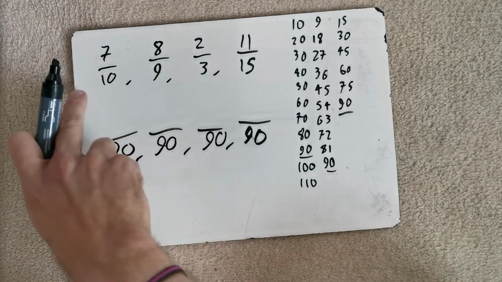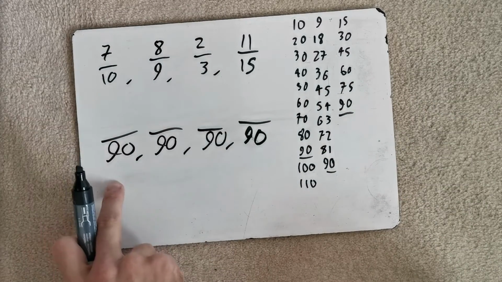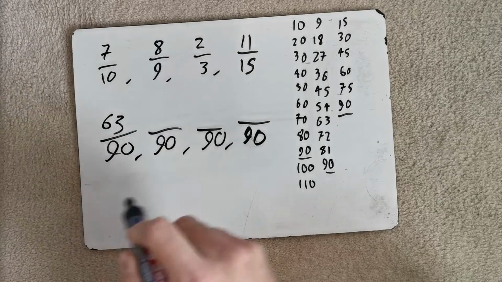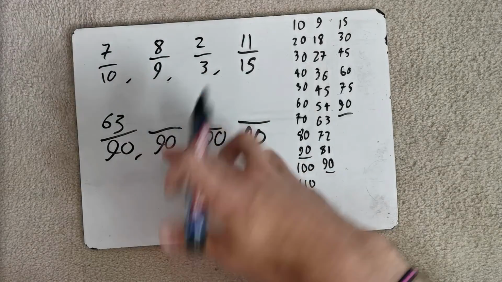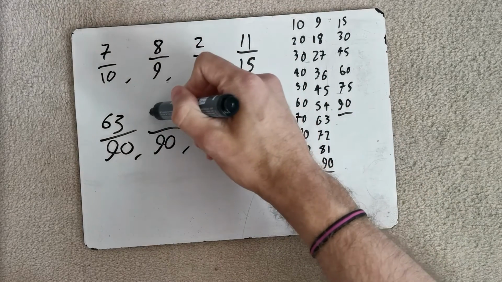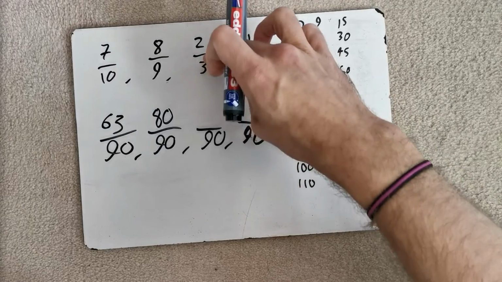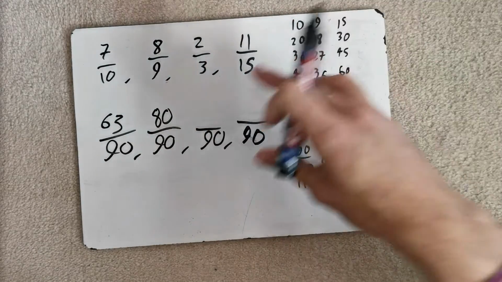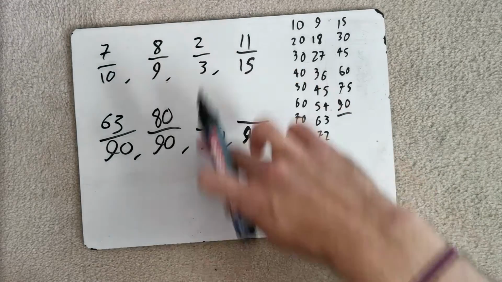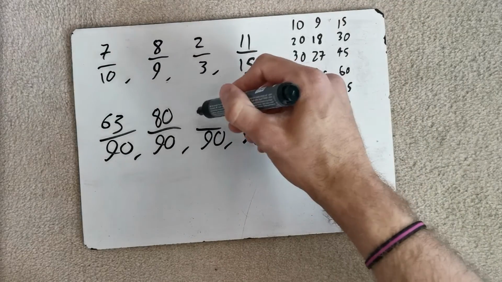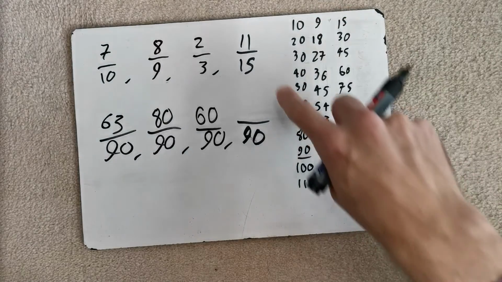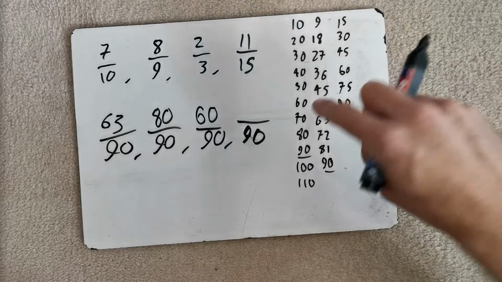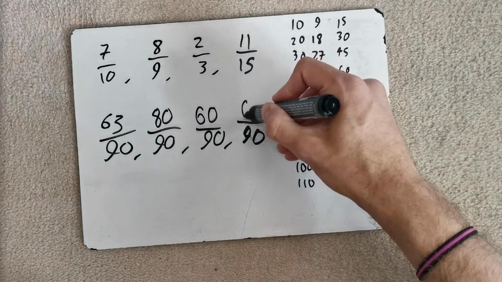Okay. 10 into 90, how do we get from 10 to 90? We times by 9. So let's times the top by 9 as well to get 63. How do we get from 9 to 90? We times by 10, so we're going to times the top by 10 as well. How do we get from 3 to 90? Well, how do we get from 3 to 9? We times by 3. So to get from 3 to 90, we times by 30. Times the top by 30 as well. 15 into 90 goes 6 times. Going to times the top by 6 as well.